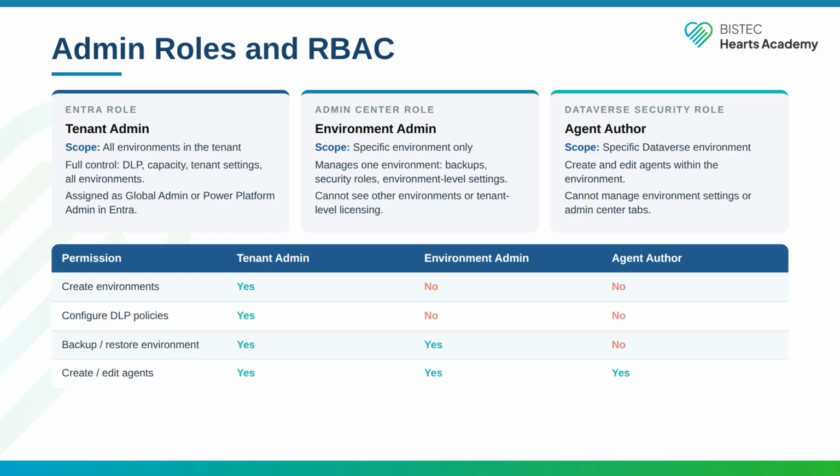The permission matrix defines exactly where the boundaries are. Creating environments and configuring DLP policies are tenant admin-only operations. Backup and restore are available to both tenant admin and environment admin. Assigning security roles within an environment is available to both. Creating agents is available to all 3 roles. When a support ticket arrives saying a user cannot perform a specific operation, the permission matrix tells you immediately whether they have the right role or need escalation.